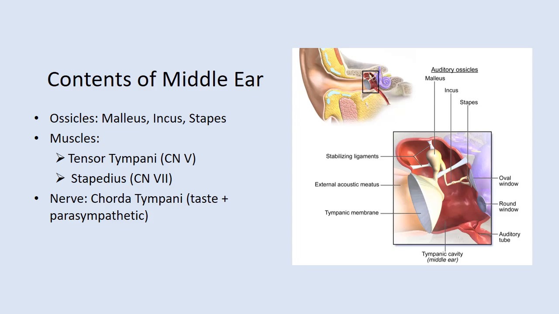Second, there are 2 tiny muscles: the tensor tympani, supplied by the trigeminal nerve, and the stapedius, the smallest skeletal muscle in the body, supplied by the facial nerve. Their job is to dampen loud sounds.